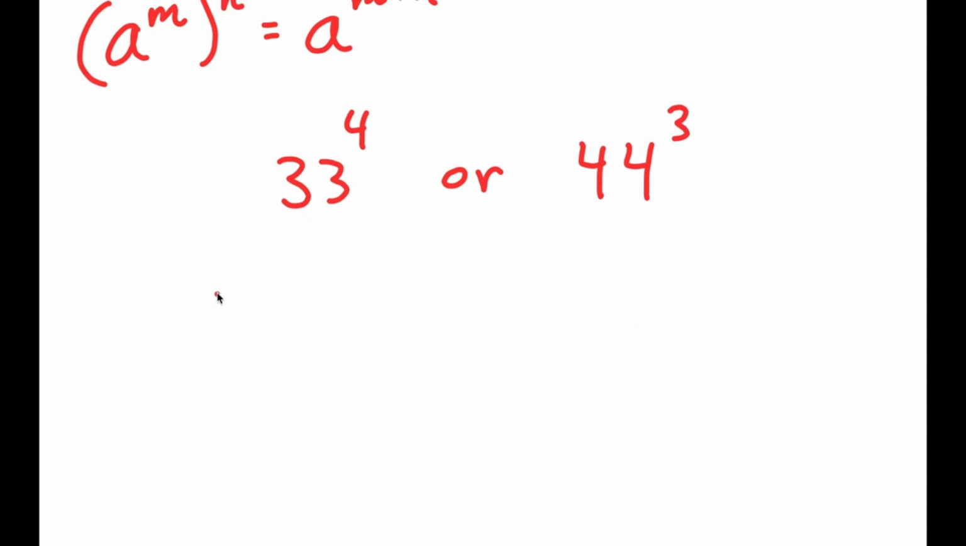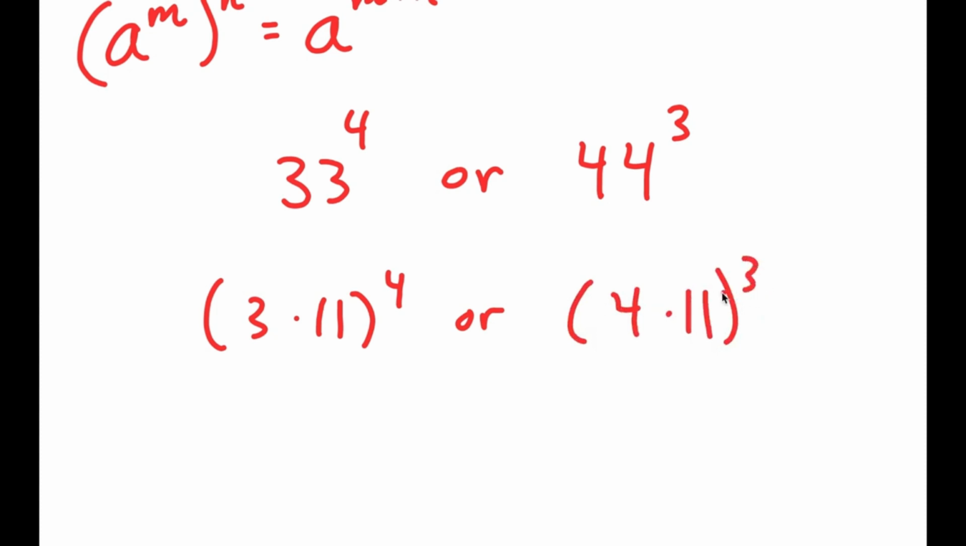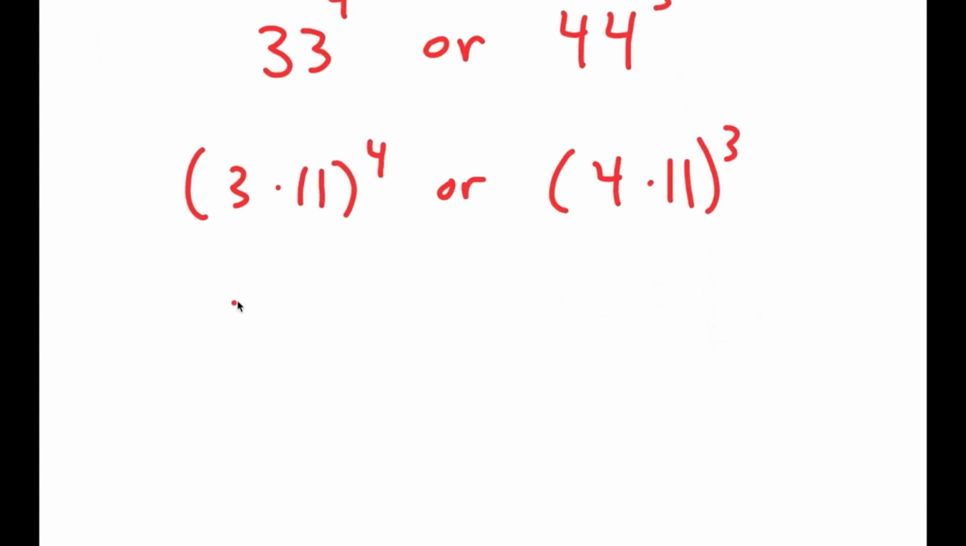Now, I'm going to rewrite 33 to the power of 4 as (3 times 11) to the power of 4, and 44 to the power of 3 as (4 times 11) to the power of 3. So now I get 3 to the power of 4 times 11 to the power of 4, or 4 to the power of 3 times 11 to the power of 3.